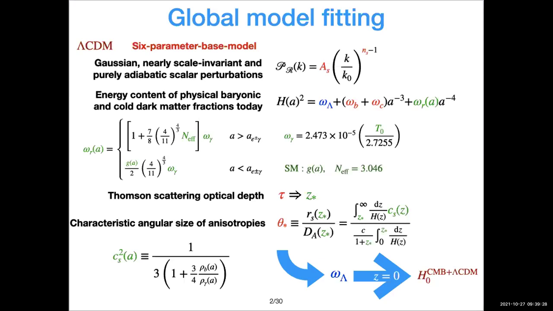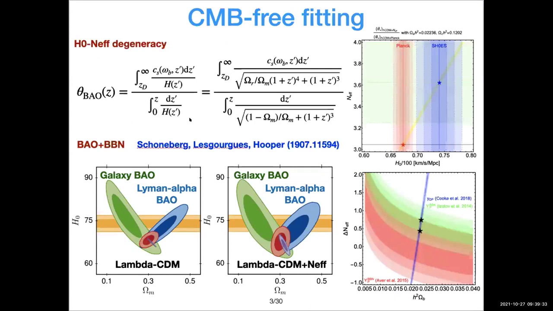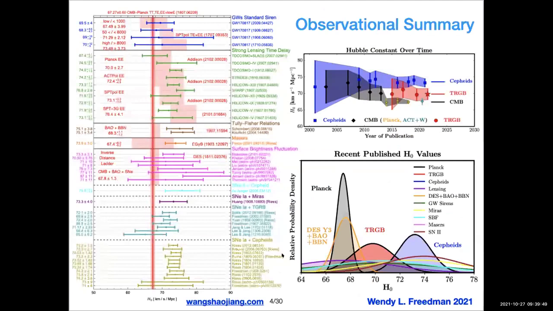However, even without the CMB data, we can also constrain the Hubble constant from the combination of BAO with BBN, if you properly account for the degeneracy between the Hubble constant and the effective number of degrees of freedom. And the results are consistent with the CMB results. However, there are some anomalies for the global fitting if we just look at the small scale CMB data or the polarization data, as shown by these rectangles, which deviate from the standard temperature spectrum significantly. And yeah, you can download this plot from our website.